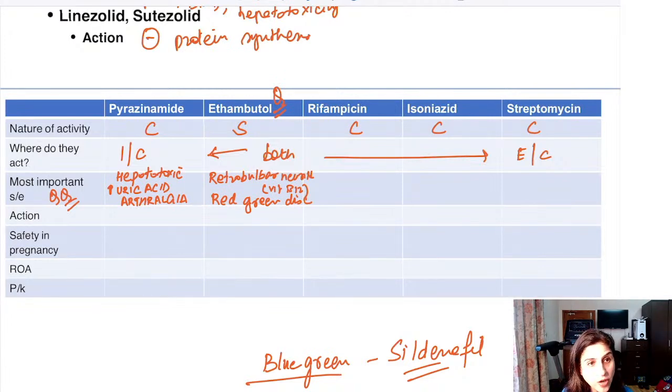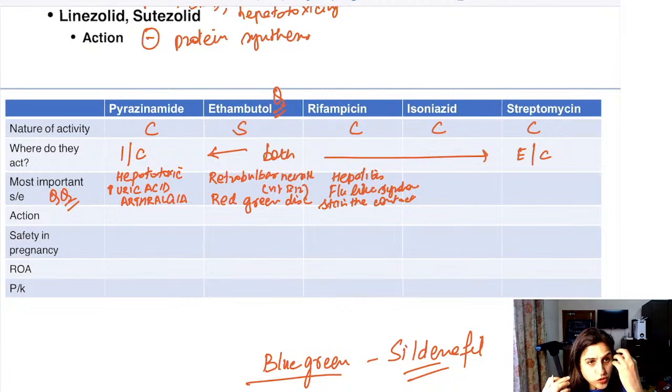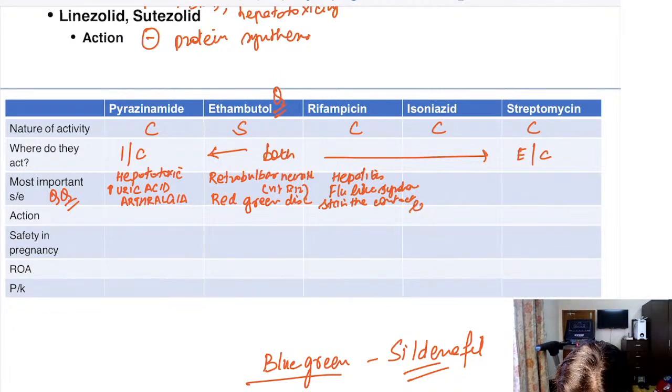Coming to side effects for rifampicin. Rifampicin is another drug which causes hepatitis. It can also cause flu-like or respiratory syndrome, flu-like syndrome. Okay? And it can stain the contact lenses. You know, the secretions को stain करता है. And it can also stain, therefore, जो people who are wearing contact lenses वो भी stain रहते हैं. It stains the contact lens. This is about rifampicin.